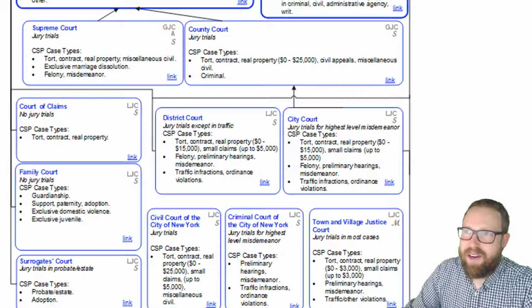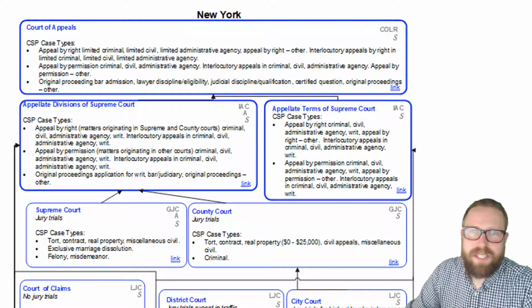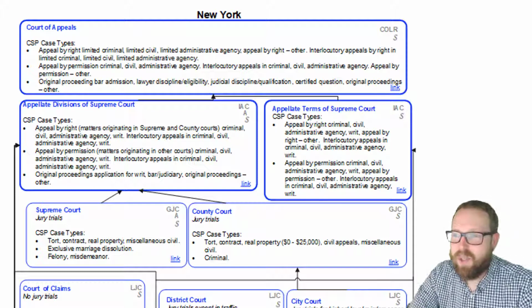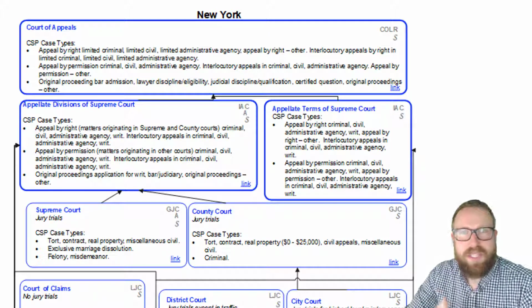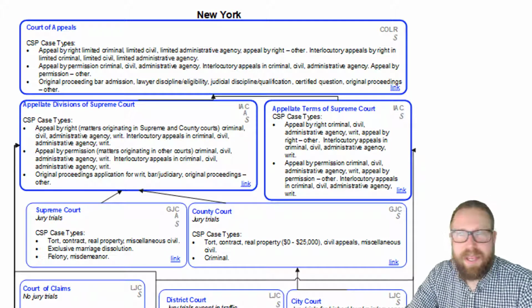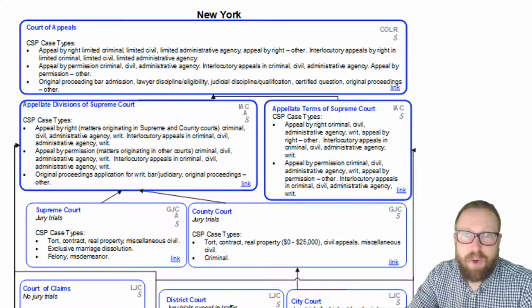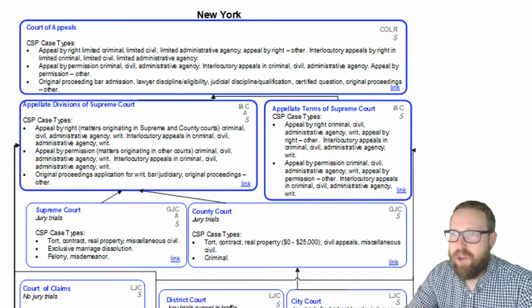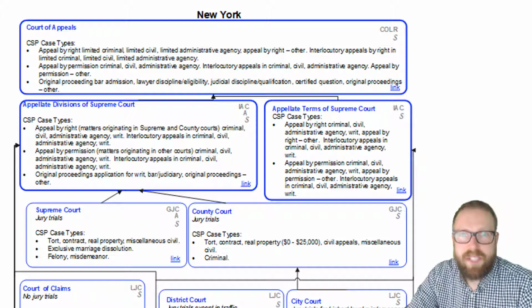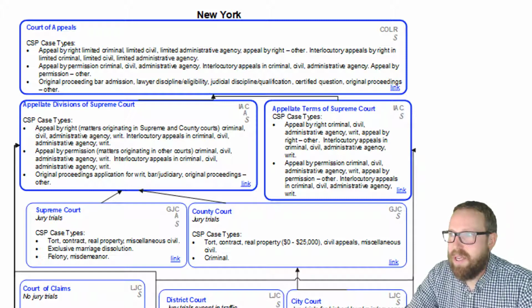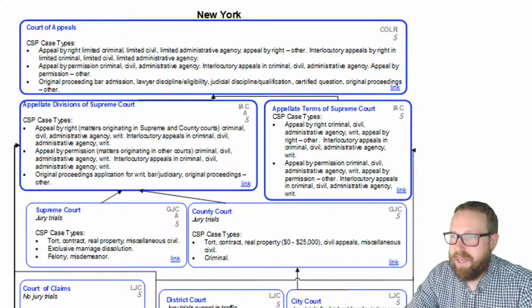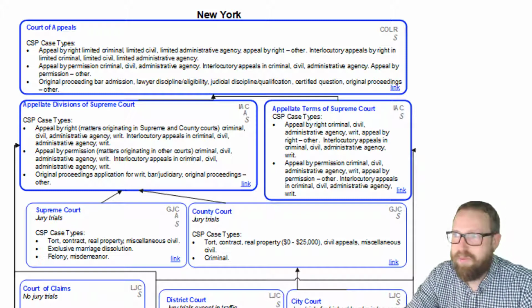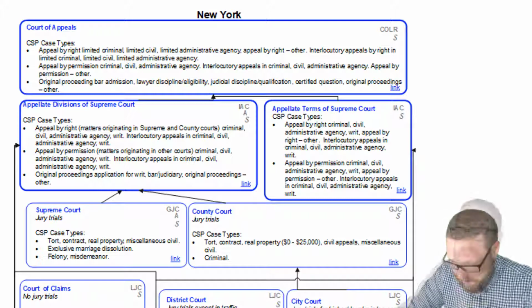And then they have their New York Court of Appeals, which is actually their Supreme Court. It's the highest court, whereas their Supreme Court is actually a trial court. So you'd sue somebody in the Supreme Court, and that's where you'd start. And then you'd go up to the New York Appellate Divisions of Supreme Court and go on from there. So anyway, it's a little more complicated, but if you're in New York, you'll be able to figure that out.